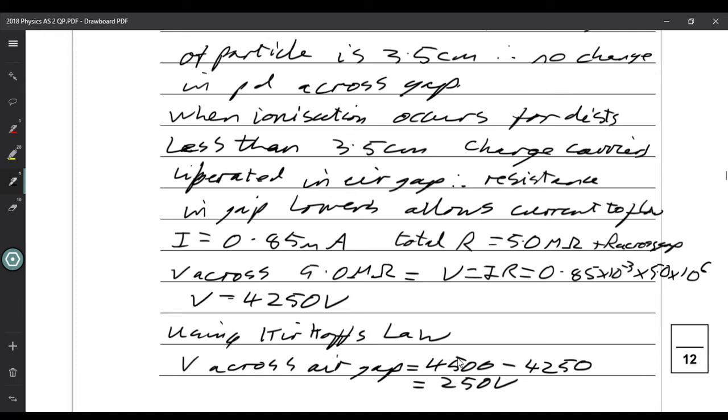So what we've done, we've described how there's no change in the potential difference across the air gap because there are no charge carriers there. But as soon as we get within 3.5 centimeters, ionization occurs, and therefore we've got some charge carriers, which means that current flows and we've got a reduction in resistance, so we can calculate what the potential difference across that gap is.